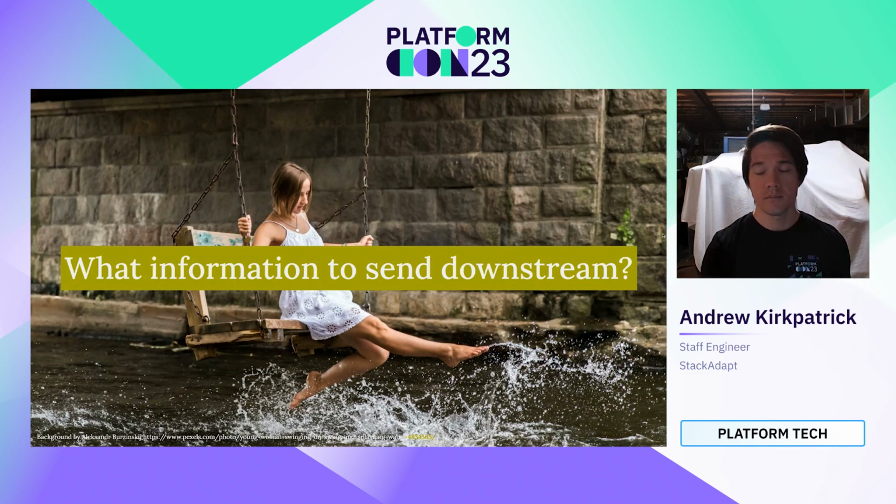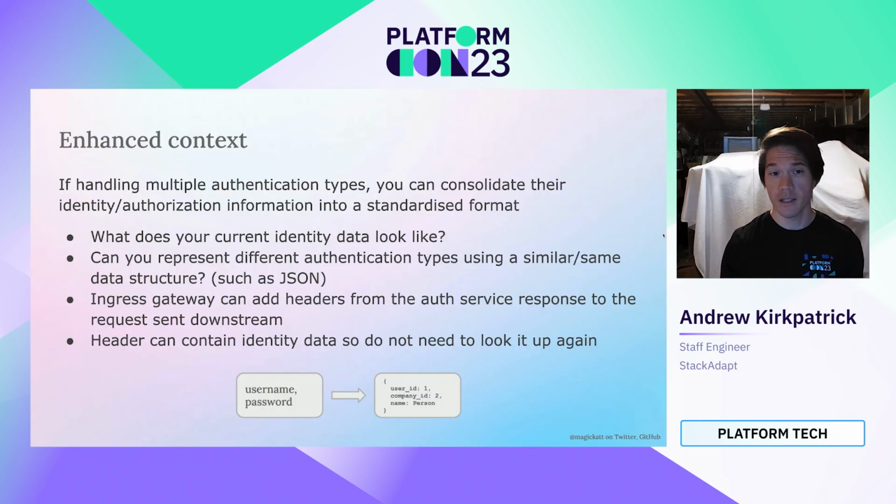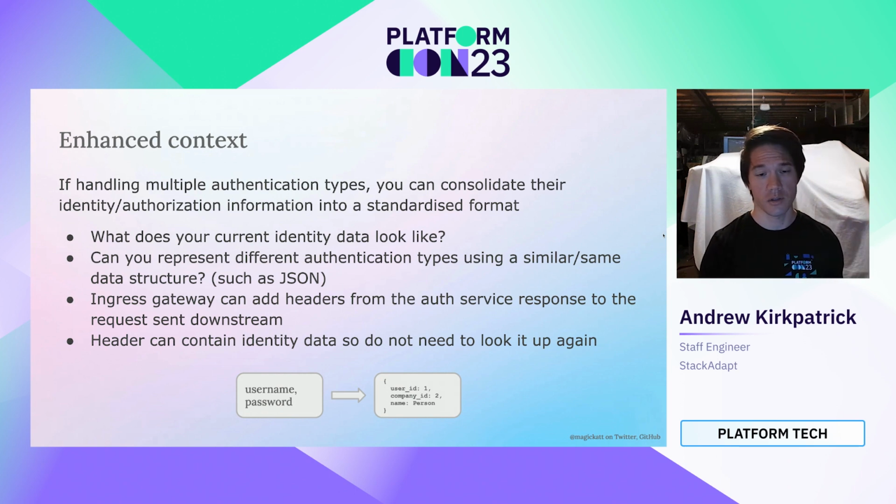So if you're handling authentication at ingress, what kind of information would you be able to load up to send to these downstream services? So you're handling these different authentication types. What does the actual underlying data look like? Say, if you're trying to authenticate a user, what does a user look like in your current data store? Can you represent the different data that you're loading for these different authentication types into some kind of similar structure? Say, if all of them represent users, is it relatively easy to represent these users in, say, a JSON object?